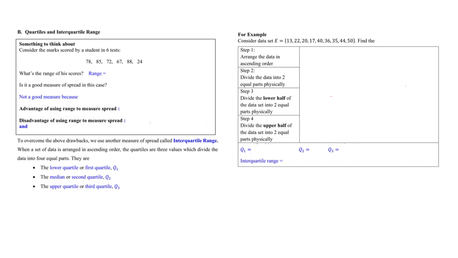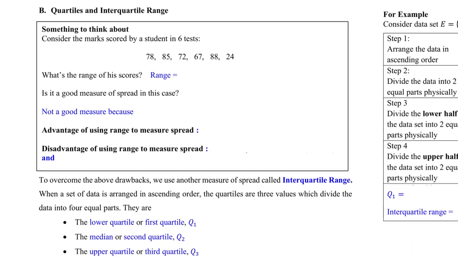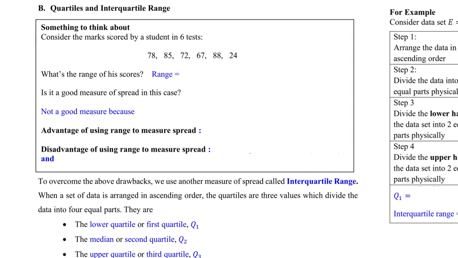So before we delve into that, let's take a look at this set of data: 78, 85, 72, 67, 88 and 24. Well, what's the range of this data? The highest is 88. The lowest is 24. So to find the range, we simply use the highest, largest number, 88, minus away the lowest or smallest value, 24, to get 64.